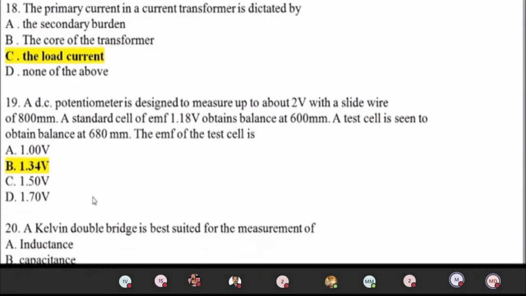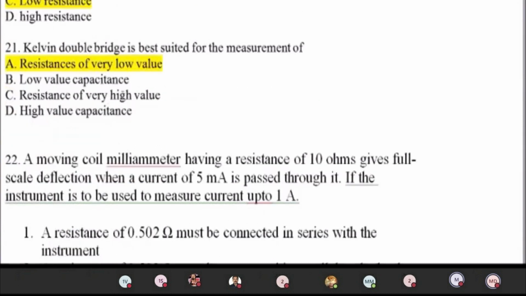Similarly, the next question also. A primary current in a current transformer is dictated by the load current. This is a well-known one for all of them as an electrical engineer. And one more direct question. Kelvin double bridge is best suited for the measurement of resistances of very low value.